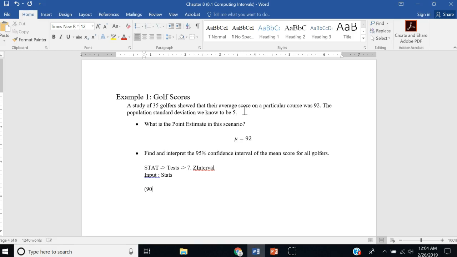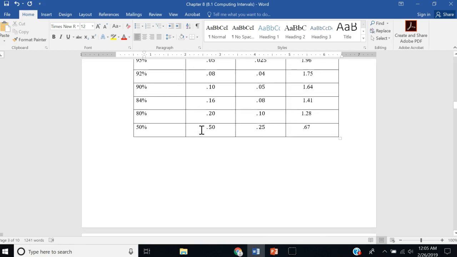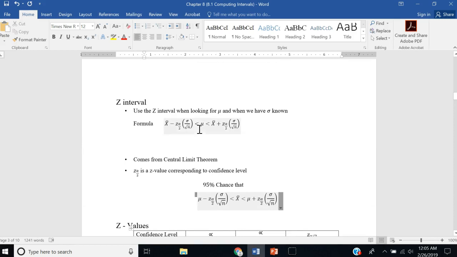And what I got is 90.344, comma, 93.656. Now here's what that is. So that is the confidence interval. So what we're saying here is, again, scroll back up to the formula or look up the formula. This formula says that there is a 95% chance that the population average is between here and here.